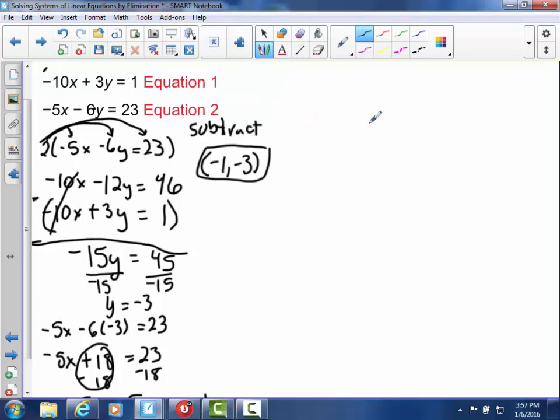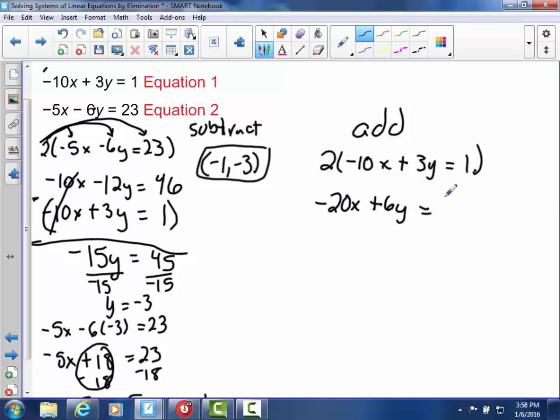Okay, so that was subtraction. Let's see what we can do about adding. In order to add them, the coefficients have to be opposites of each other so that they'll add together and give us 0. So this is positive 3 and negative 6. If this was a positive 6, then 6 plus negative 6 would give us 0. To make that happen, we're going to multiply this entire equation by 2. So negative 10x plus 3y equals 1 gets multiplied by 2, and we get negative 20x plus 6y equals 2.